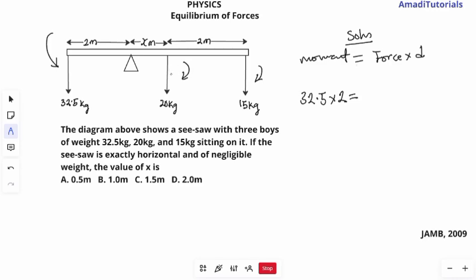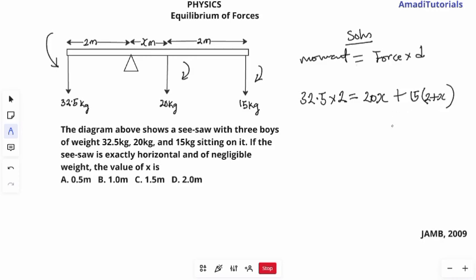the next one, 20 kg, so that will be 20 times the perpendicular distance from the fulcrum, which is x meters. So we write 20x, plus the next force, 15 kg, that will be 15 times the perpendicular distance. The perpendicular distance from 15 to the fulcrum will be 2 meters plus x. So we open bracket there, 2 plus x, we close.